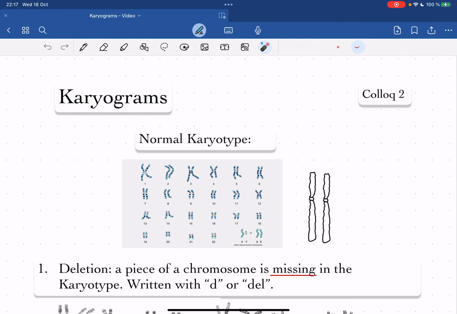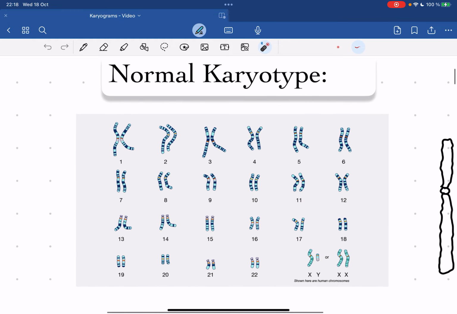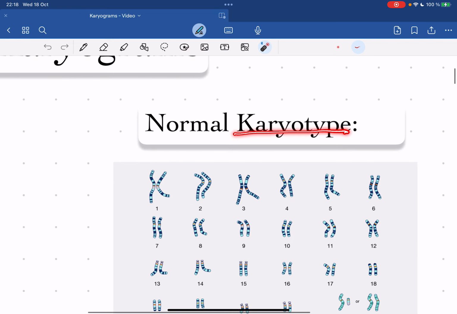Hello. Today I was going to go through the last topic for Genetics Colloquium 2, and that is reading and interpreting karyograms. Now, what are karyograms? They are pretty much, I would say, an assortment of all of our different chromosomes in our body. So this is how a normal karyogram will look, with a normal karyotype.